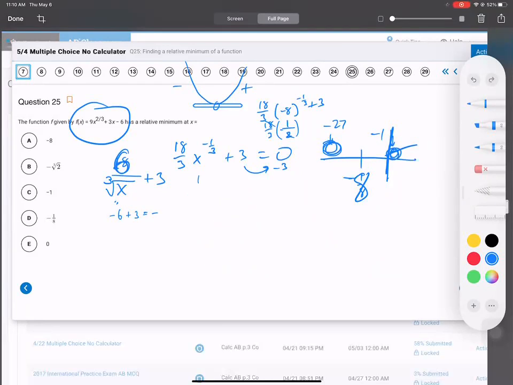I can plug in negative values. I can plug in positive values. If I plug in negative 9, what does that look like? But I would rather plug in negative 27 because I'm cheap. Negative 27 goes in here, gives me 6 over negative 3 plus 3. That's negative 2. Negative 2 plus 3 is 1. So this is positive on my left side.